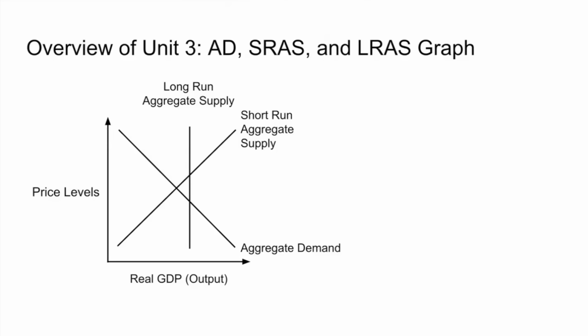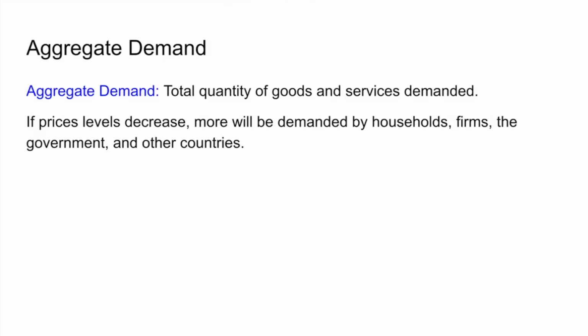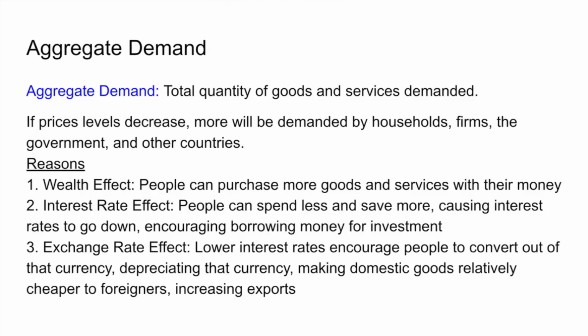All right, so we have aggregate demand, which is downward sloping, short-run aggregate supply, which is upward sloping, and long-run aggregate supply, which is vertical. And keep in mind that higher real GDP means lower unemployment because to produce more, employees are required. So aggregate demand is the total quantity of goods and services demanded in the economy. And as we saw, if price levels decrease, more will be demanded. And there are 3 reasons for this.